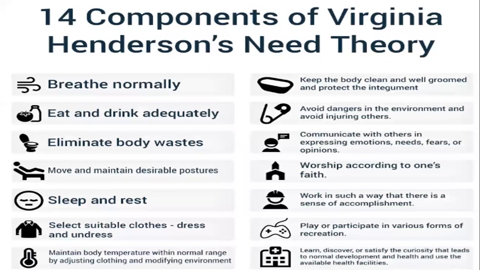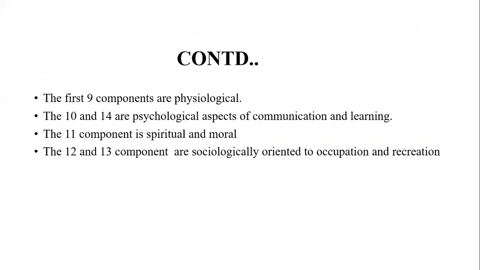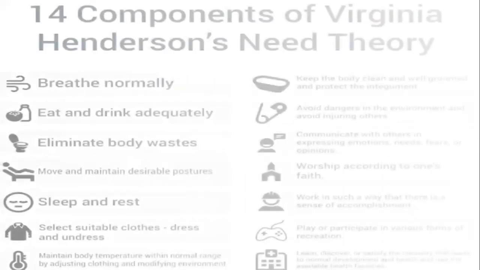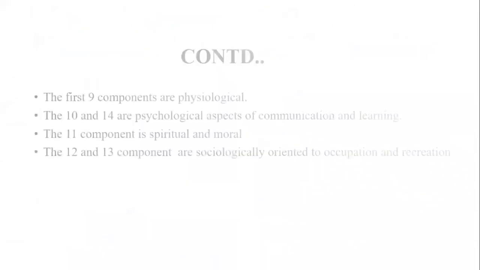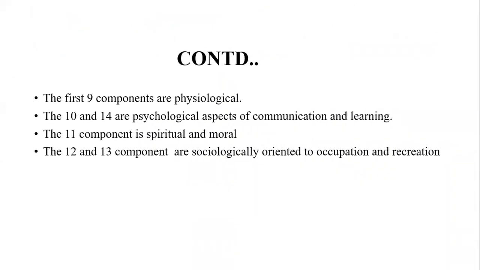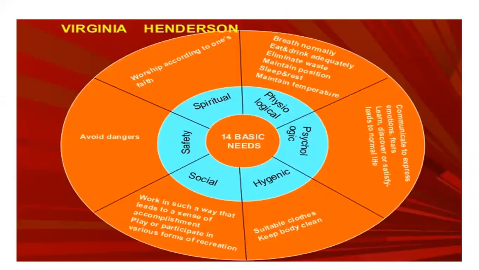So the 11th component is worship according to one's faith. Here this 11th component is considered as spiritual and moral. The last ones, components 12 and 13, that is, play or participate in various forms of recreation, then work in such a way that there is a sense of accomplishment, are considered sociologically oriented to occupations and recreations. So these are the 14 components given by Virginia Henderson, and this is how they are divided and shown in the diagram, these 14 basic needs according to Virginia Henderson.